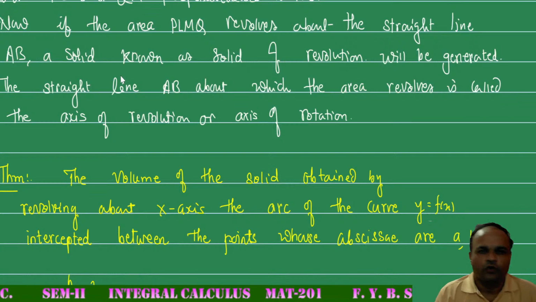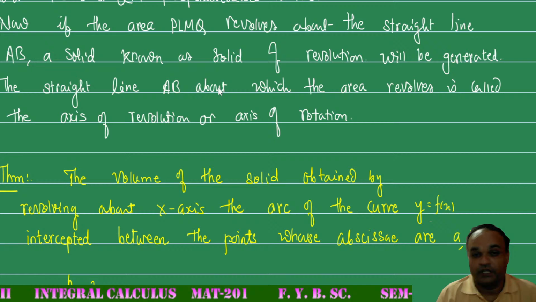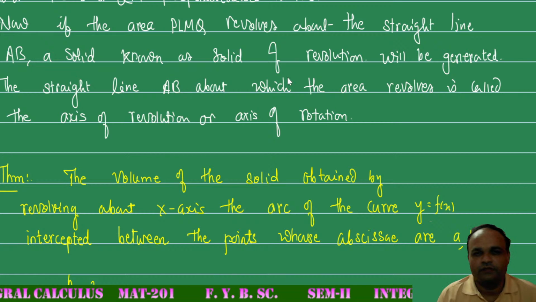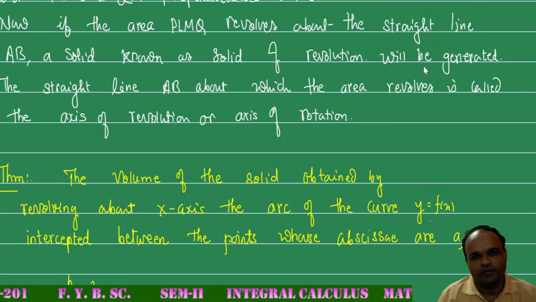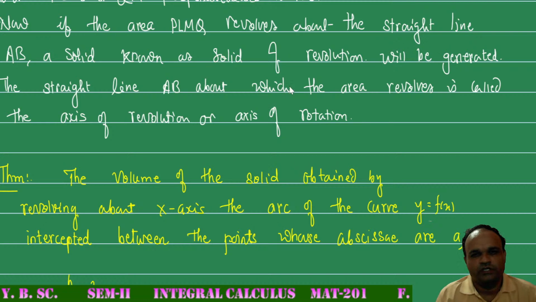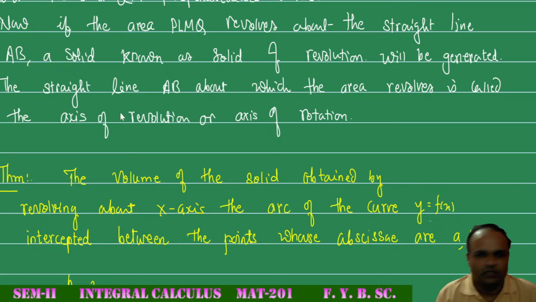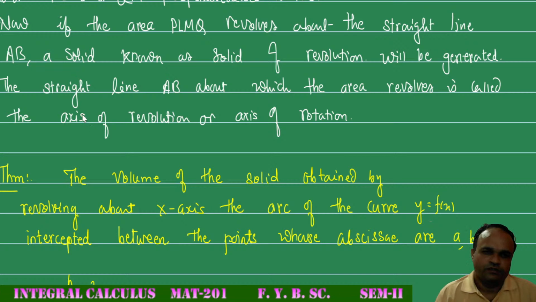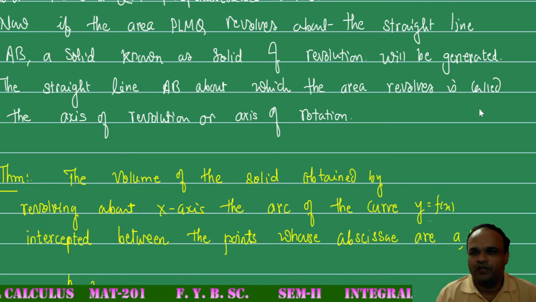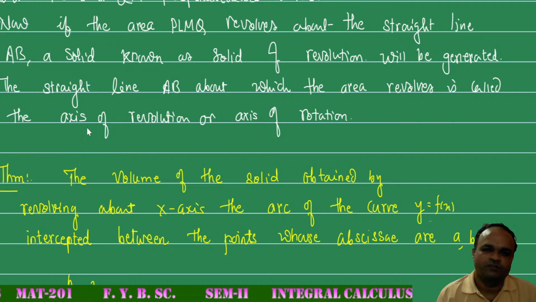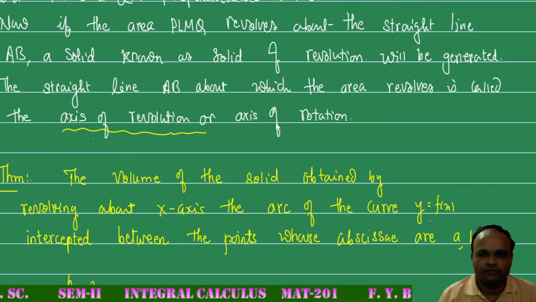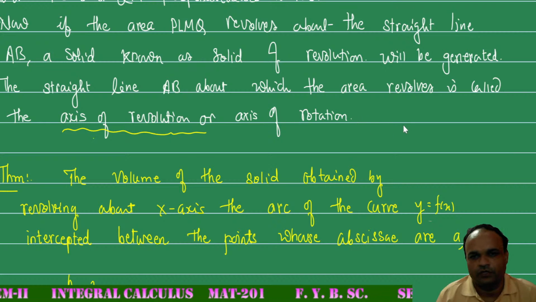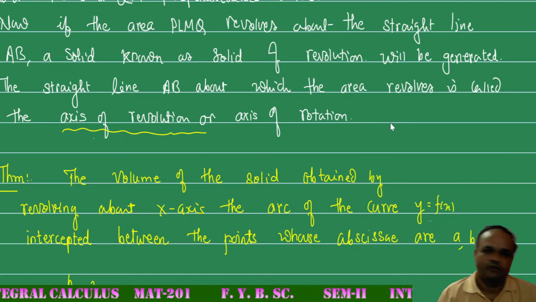After that revolution, a solid will be generated, known as the solid of revolution. The solid which is generated after that revolution is called the solid of revolution. This straight line AB about which the area revolves is called the axis of revolution. And the solid is generated by the revolution of that curve.